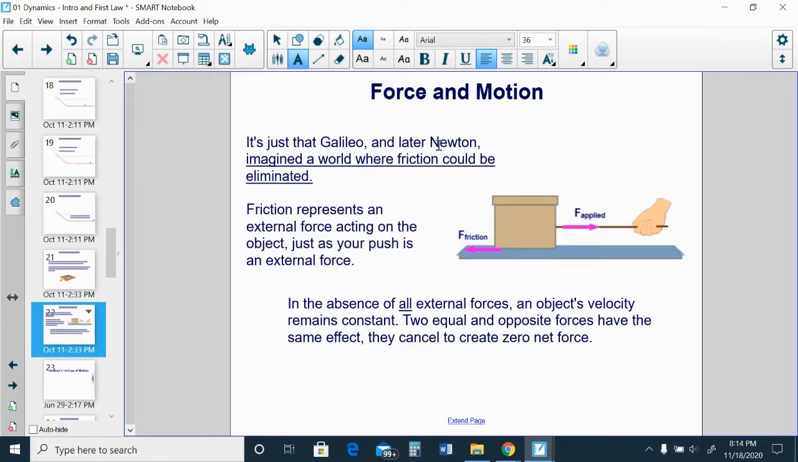But Galileo and later on Newton, who we'll see in a bit, they imagined a world where friction could be eliminated. So what friction actually is, and we'll look at this in more detail later in the unit, is it represents an external force acting on the object, just as your push is an external force. So in the absence of all external forces, an object's velocity remains constant. So two equal and opposite forces have the same effect, and they cancel to create a zero net force.